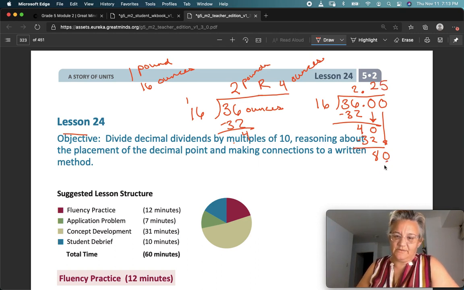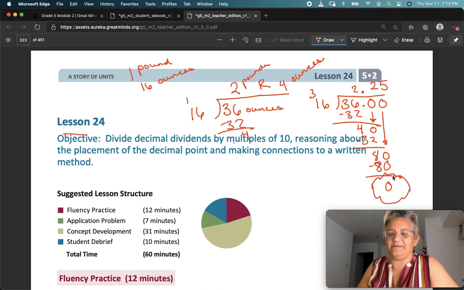Yep. 33, 5, 6, 7. Yes. Exactly, right? And I can just keep going until I get that 0, right? That's what I'm looking for at the end, that 0. And my answer then becomes 2 and 25 hundredths, right? And then this is pounds.